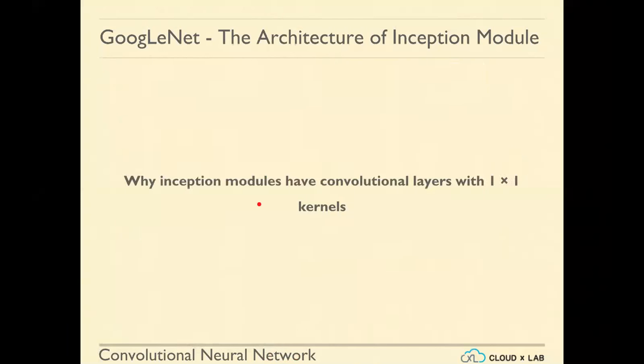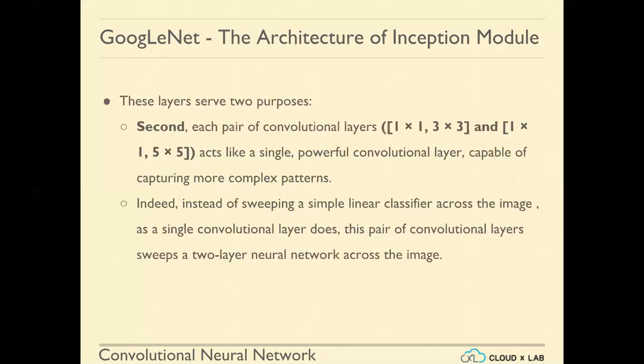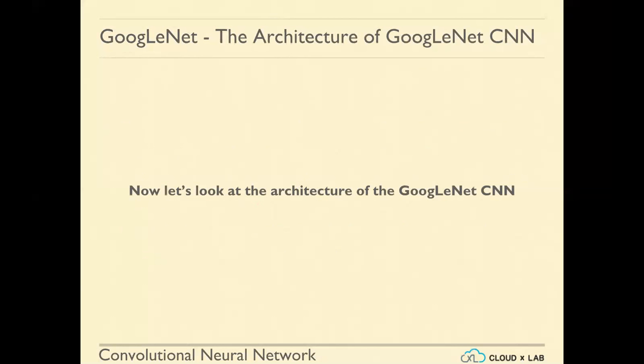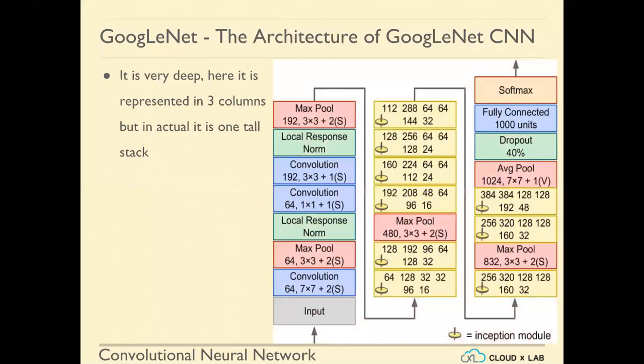Now, moving ahead. Now let's take a look at the architecture of the GoogleNet CNN. Okay. So I hope I was able to answer Binta. You can unmute and ask a question if I was not able to answer.